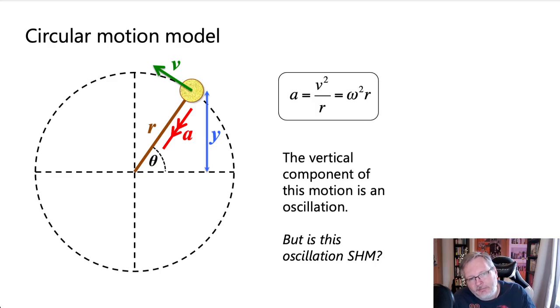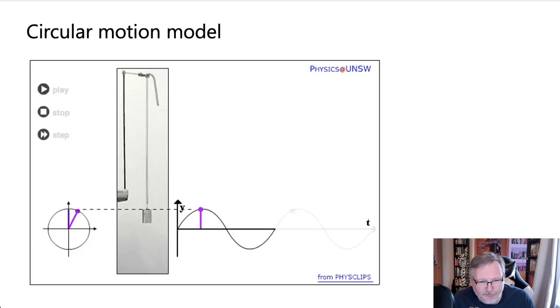But will it be simple harmonic motion? Will the acceleration of that object, that projection of that object at least, be obeying the laws of simple harmonic motion? It's a periodic oscillator, but will the acceleration be proportional to the negative of the displacement? Now, this lovely little video illustrates the point here.